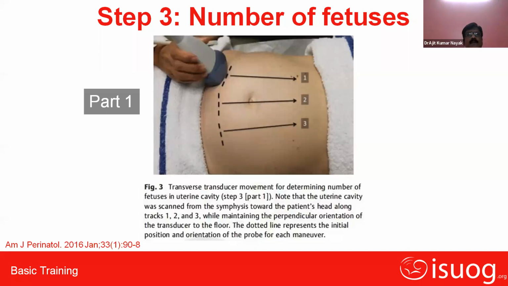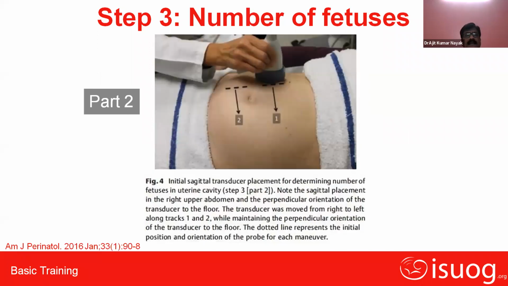Sometimes if you don't follow the procedure correctly as described here, we may sometimes miss multiple pregnancy and we may land up in medical legal problem. So as shown here, these dotted lines represent the initial position and orientation of the probe in each maneuver. So this step has to be strictly followed to rule out any multifetal gestation or pregnancy.